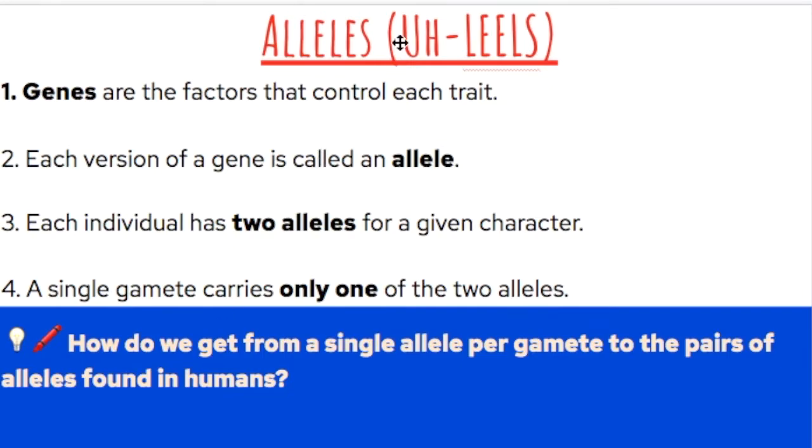And this is what I always think of when I hear the word allele. It's going to bring you to a super important YouTube link. You ready? Here we go.